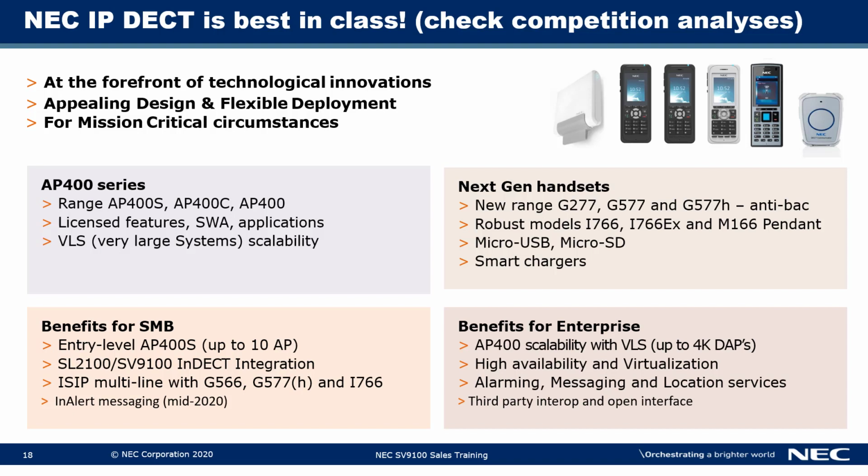So in terms of the handsets, we've just released the next gen new range of handsets, the G277 standard handset, the 577, the 577 healthcare version with antibacterial surfacing. We've got some robust models, the i766, the i766EX, which is used in explosive environments, and M166 Pendant, a very useful and unique device which we use typically in healthcare environments, but again, more of that later.